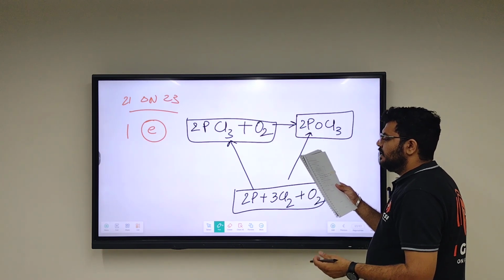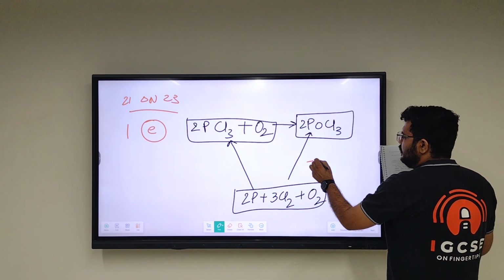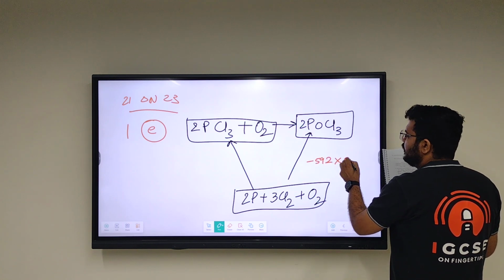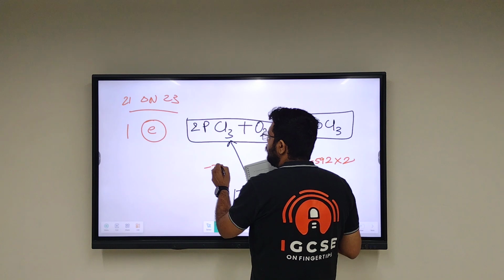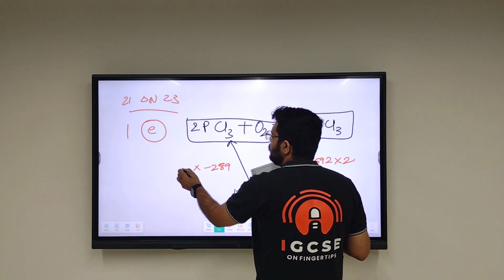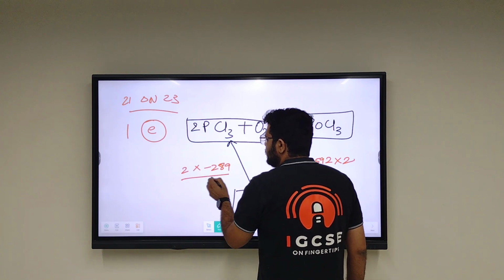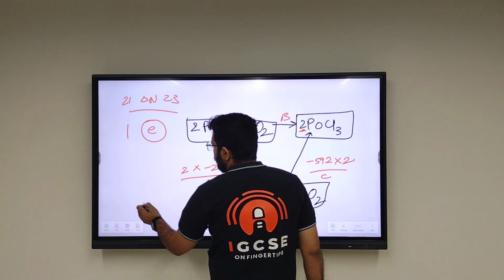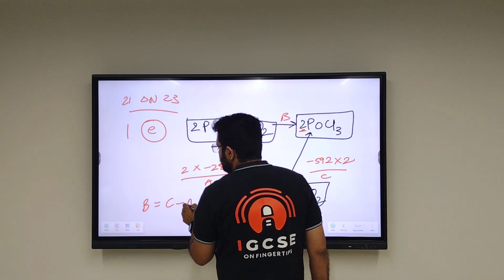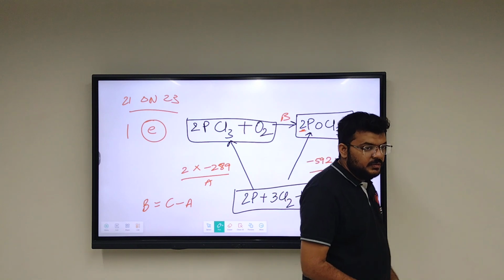Here they have said that formation of POCl3 is minus 592 multiplied by 2 because there is a 2 over here. This is 289, multiply this also by 2. Let's say this is A, B and C. Can you find out B is equal to C minus A? Can you find out the value of B for me?